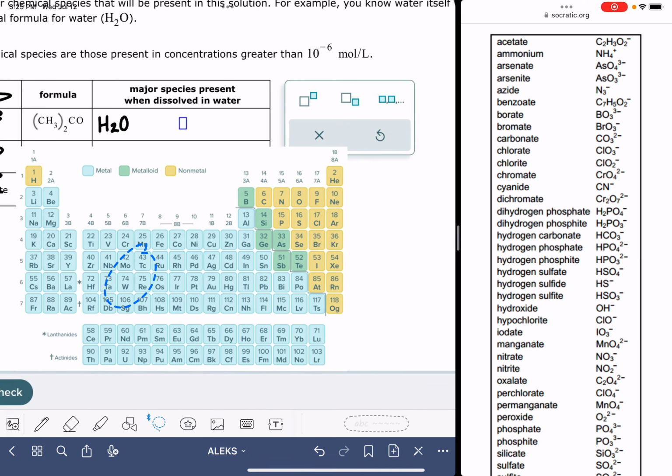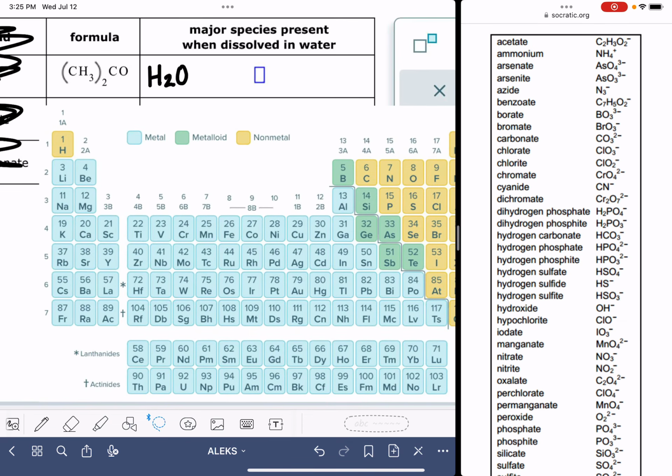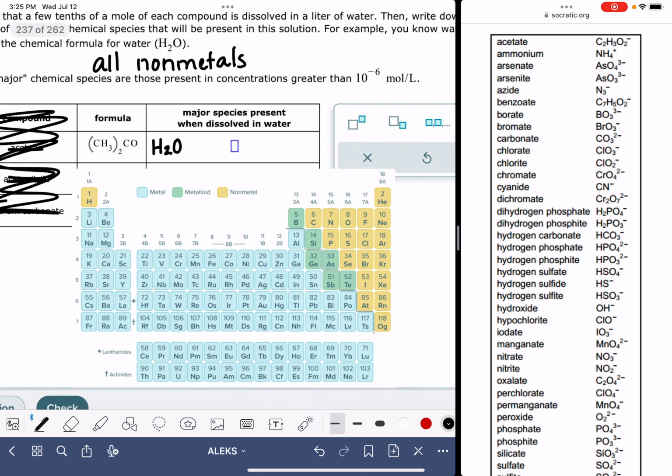Now, in general, and I'm going to give you an exception to this in a minute, if the molecule is made up of all nonmetals, and that's one of the reasons why ALEKS's periodic table is great, because it makes it really easy for us to find the nonmetals because they're yellow, if the molecule is made up of all nonmetals, that means that that molecule is going to stay intact when it dissolves in water. And again, there is going to be an exception to that, so I'll put a little asterisk there.